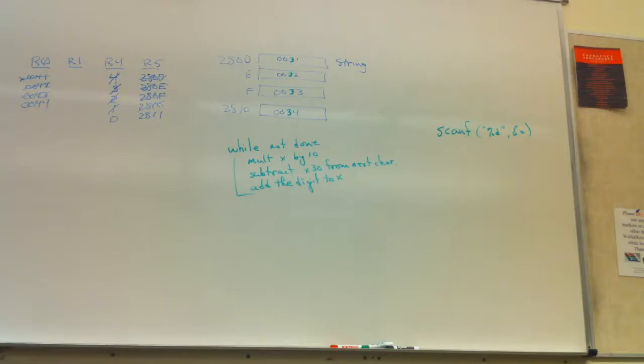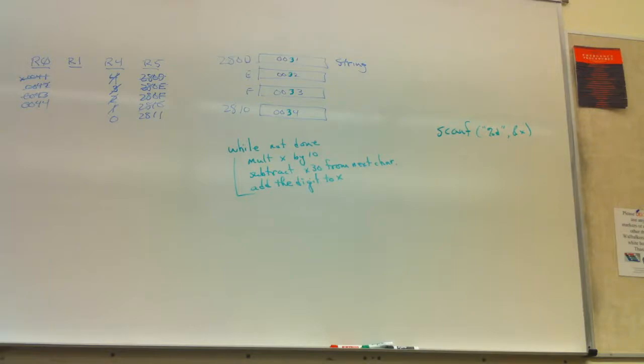It's a little more work than you might think, especially when you stop and think, now, wait a minute, how are we going to multiply X by 10? 10 binary is easy, you just add the number to itself. But 10 decimal is a different ballgame. We got a few instructions to put in there to do that.